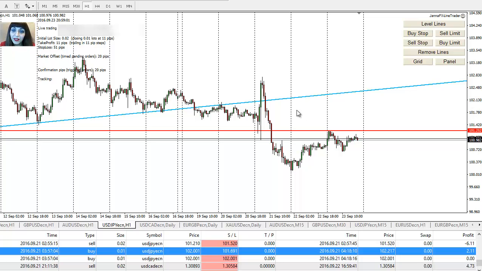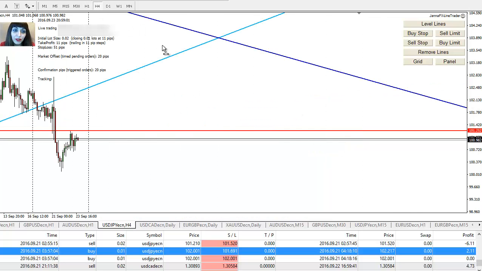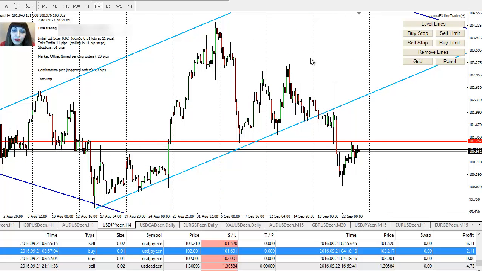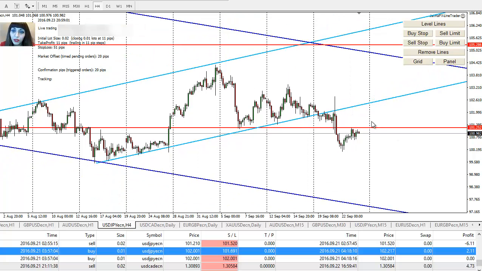So that's what happened with dollar yen. And I didn't touch it for FOMC afterwards. I thought I had enough of that one, so I didn't want to risk anymore.